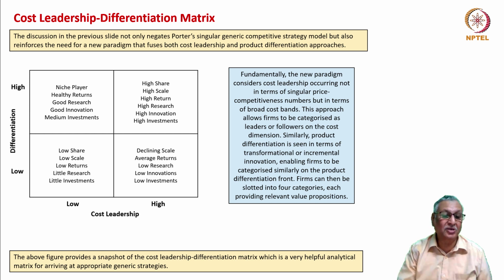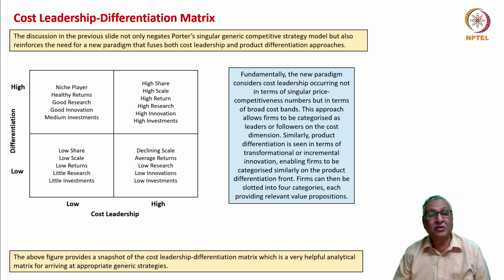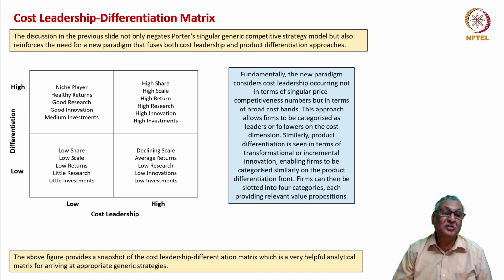You can have companies which are leaders in cost leadership or followers in cost leadership. That is, the level of cost leadership is either low or high. Similarly, you can have companies which are either low or high in terms of differentiation. So if there is a company which is low on cost leadership and low on differentiation, that company will be weak: low share, low scale, low returns, little research and little investments. On the other hand, if a company is high on cost leadership but is low on differentiation, it is becoming commoditized: declining scale, average returns, low research, low innovations, low investments.